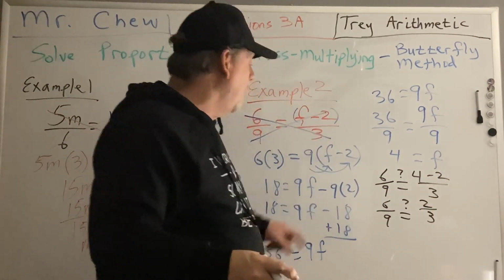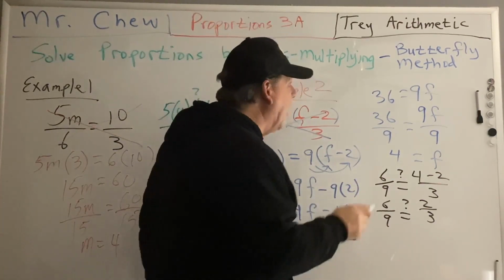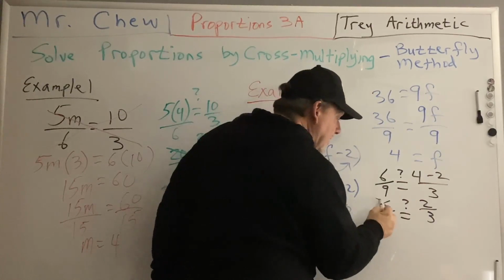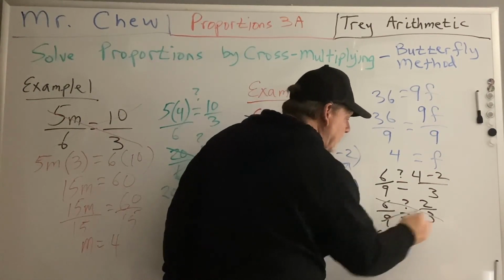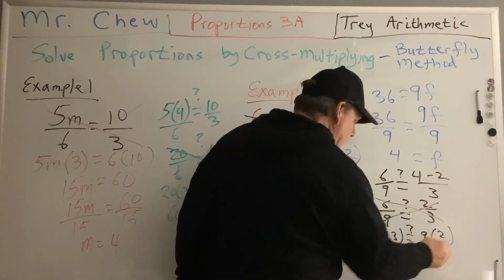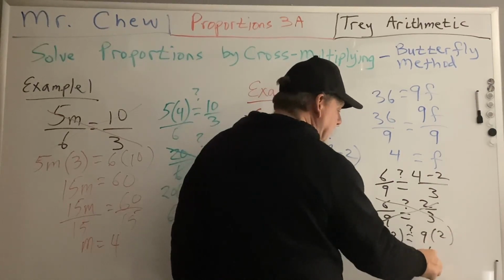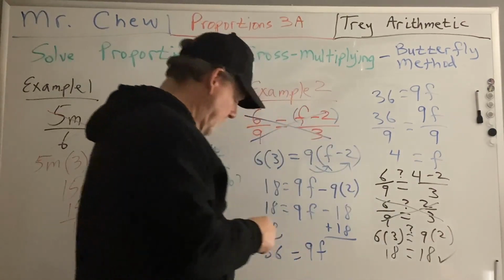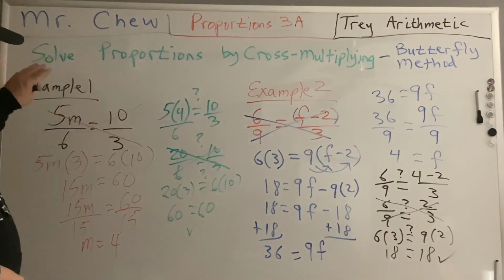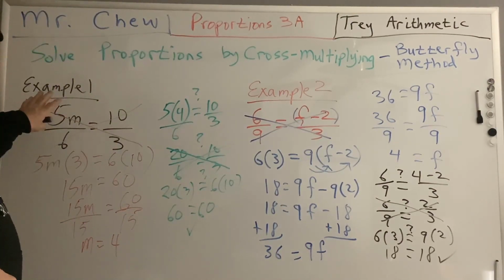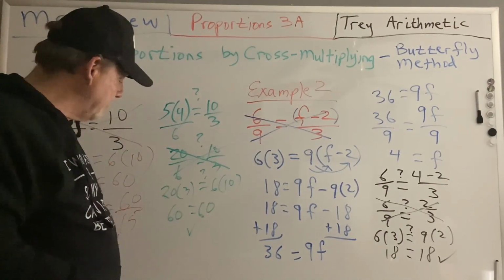Now you may know either that's true or false. If you don't know, use the butterfly method. 6 times 3, does that equal 9 times 2? 6 times 3 is 18. 9 times 2 is 18. It works. So a one-step cross-multiplying proportion solved. A two-step cross-multiplying proportion solved.